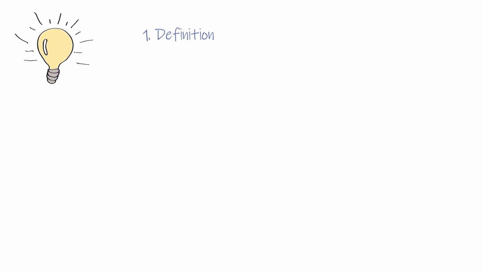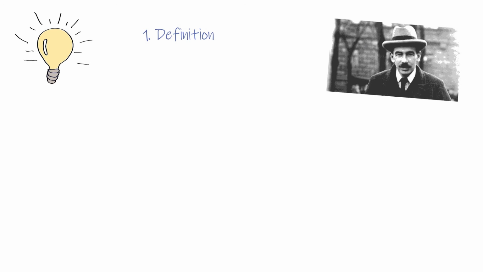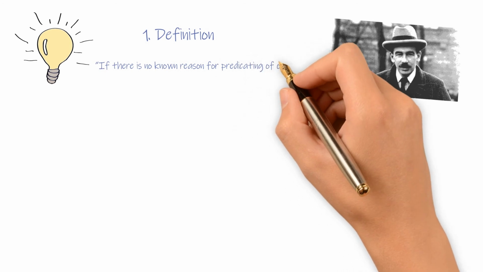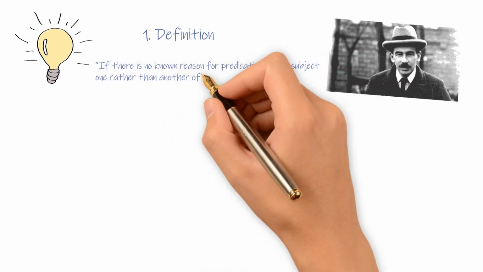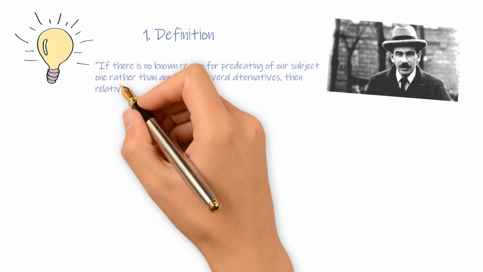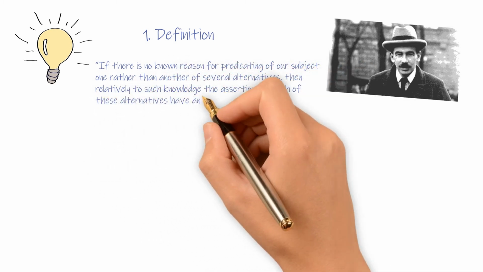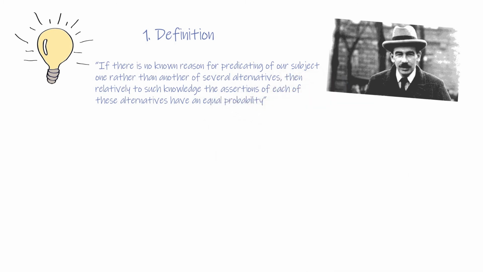However, there is no perfect coin or dice where all sides are exactly the same. So this method simplifies the world, giving us a chance to build the model and study it. Keynes said in his book, if there is no known reason for predicating one rather than another of several alternatives, then relatively to such knowledge, the alternatives have an equal probability. This classical definition is also known as the principle of equal probability.